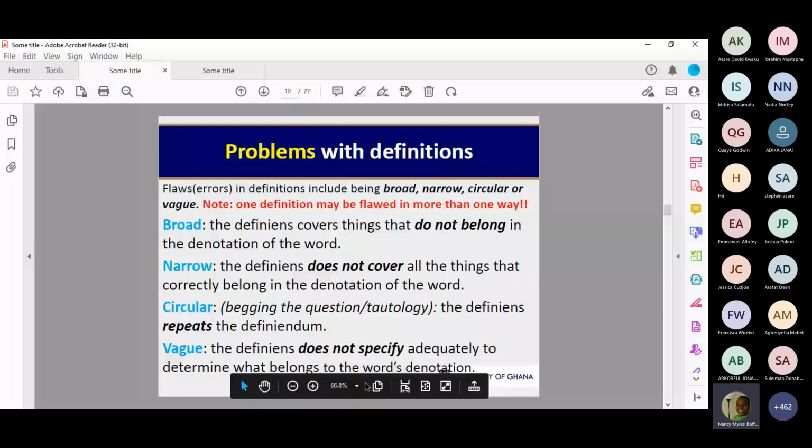Now, the problems we can have with definitions. When you define a word, can you imagine that?